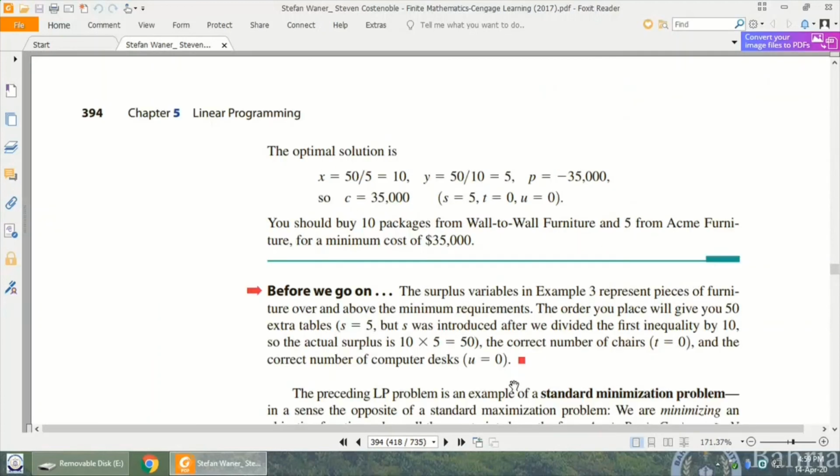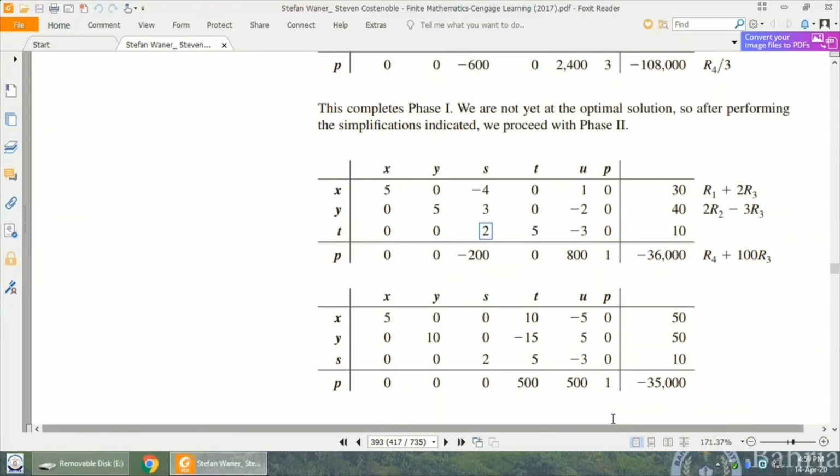So if you see that s is considered as 5, t has been considered, and u has been considered as 0 going on, this is the last table that we consider in this case. So to make all 3 into 0, this is the main value that we take, because this is the pivot value.